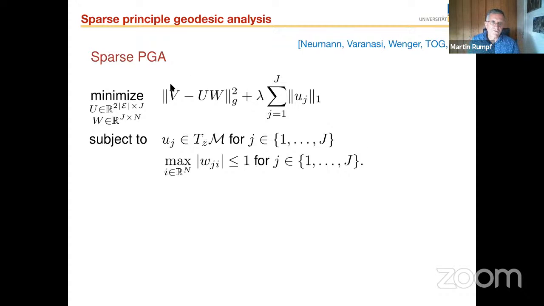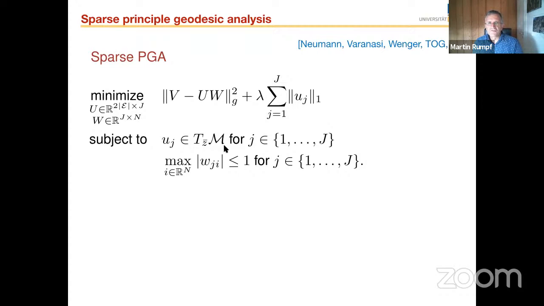So here is the same term. V is the input data. U represents the matrix whose columns are the principal modes, sparse modes in this case. W are the weights. And here are now the L1 norms of these modes. This is the usual sparsity approach with some penalty factor lambda up front. And for sure, the U_j must be in the tangent space. For sure, we don't require them to be orthogonal. That would contradict the sparsity.